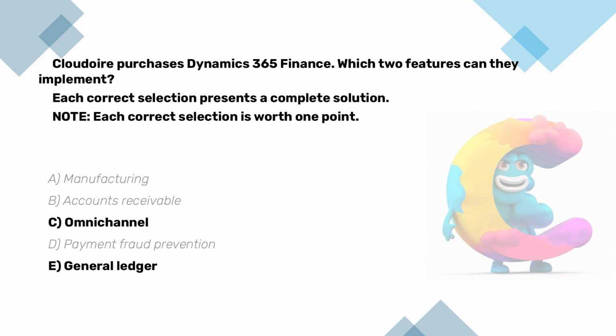The correct selections to implement in Dynamics 365 Finance are: General Ledger. This handles detailed accounting, providing the bottom line and transaction tracking. Omnichannel. This allows integrating multiple business processes within one platform, enhancing operational efficiency by sharing data across platforms. These two features together provide a comprehensive solution for financial reporting and integration.